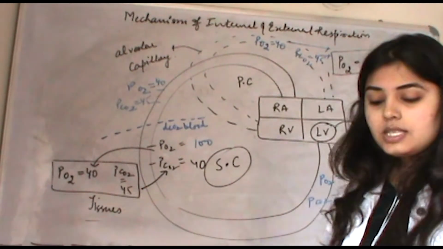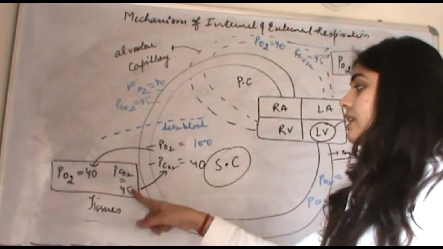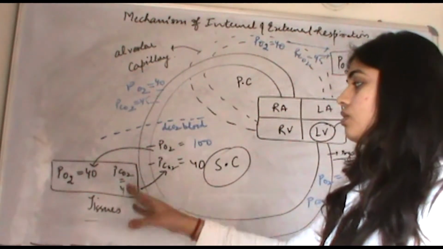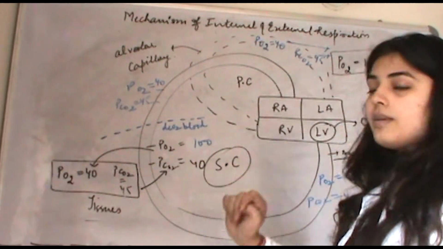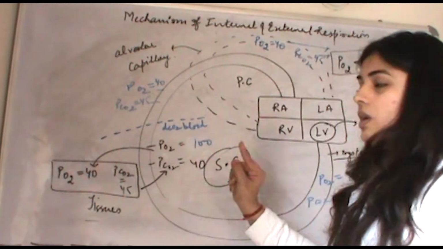SC stands for systemic circulation. And from the tissues, what will come inside? As the pressure of CO2 in the tissues is more, that is 45 mmHg, and 45 mmHg is obviously more than 40 mmHg, CO2 will travel from high partial pressure to low partial pressure.